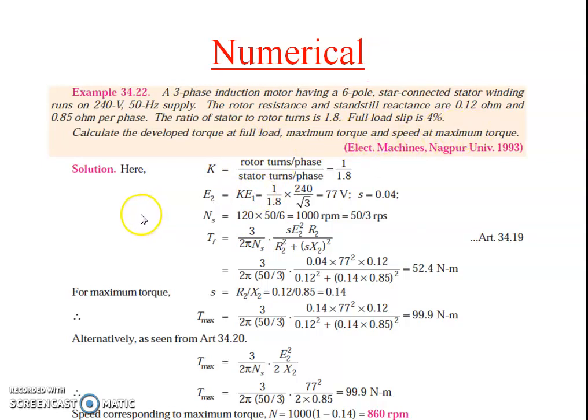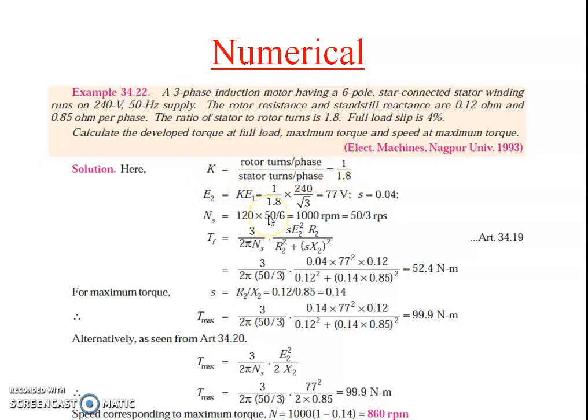As we are solving the example, you should write the given data. Here they have given the ratio of stator to rotor turns as 1.8. So we have the formula that K, the transformation ratio, equals rotor turns per phase divided by stator turns per phase. This is a constant. So K is 1 divided by 1.8. By using this, I will get the value of K directly.